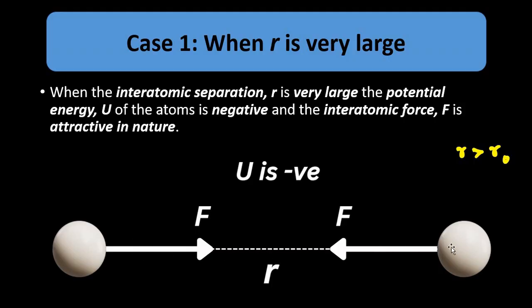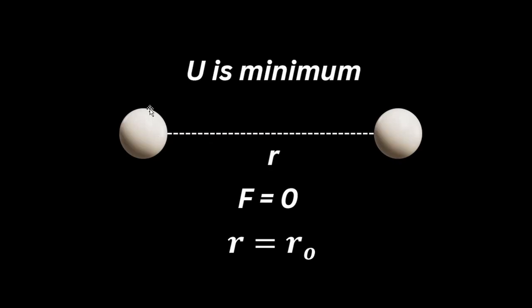Each tries to attract the other atom towards itself, and the potential energy between the atoms is negative. So here the interatomic forces try to restore the atoms to their original equilibrium separation, because we are discussing the elastic behavior. When the interatomic forces attract each other, they are basically trying to restore the atoms to their original position, that is the minimum potential energy, zero interatomic force, equilibrium separation position.